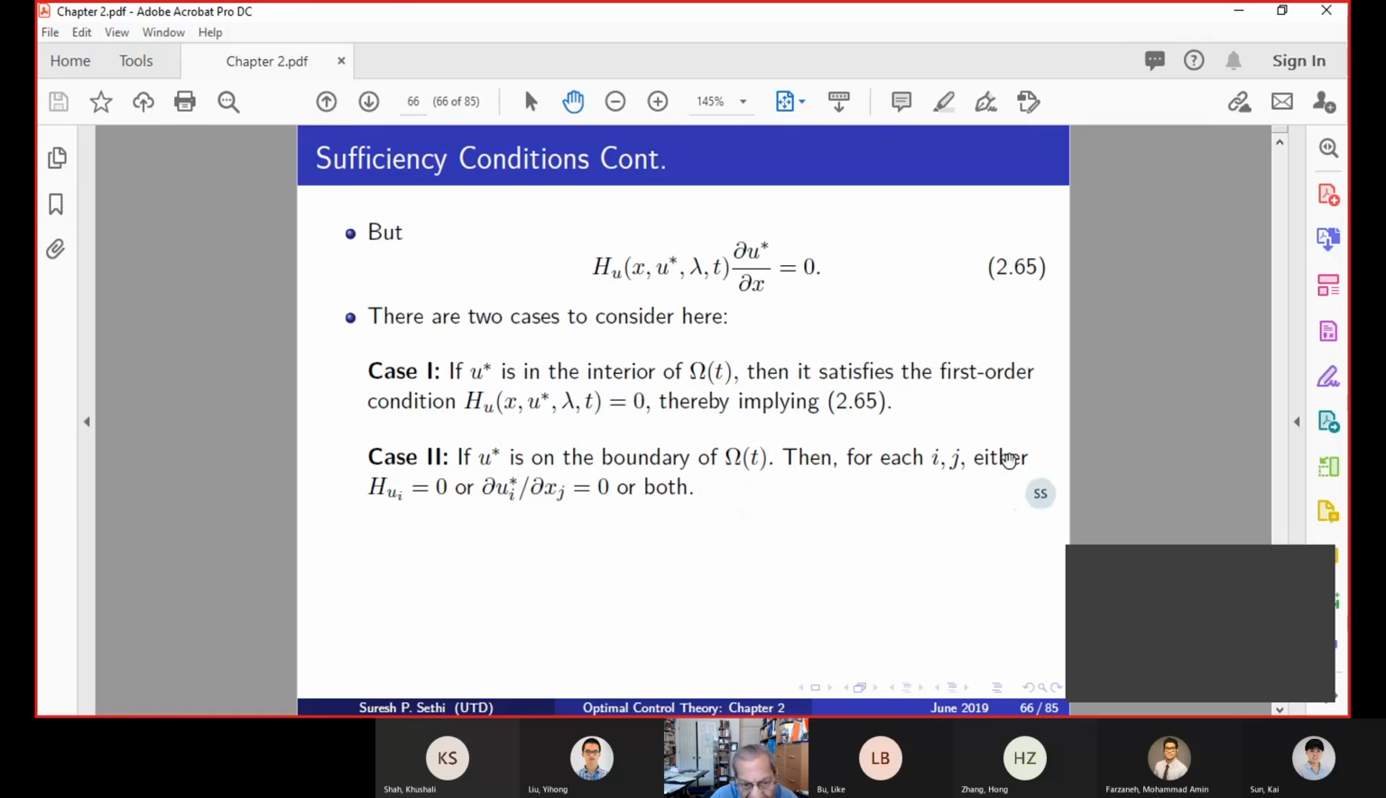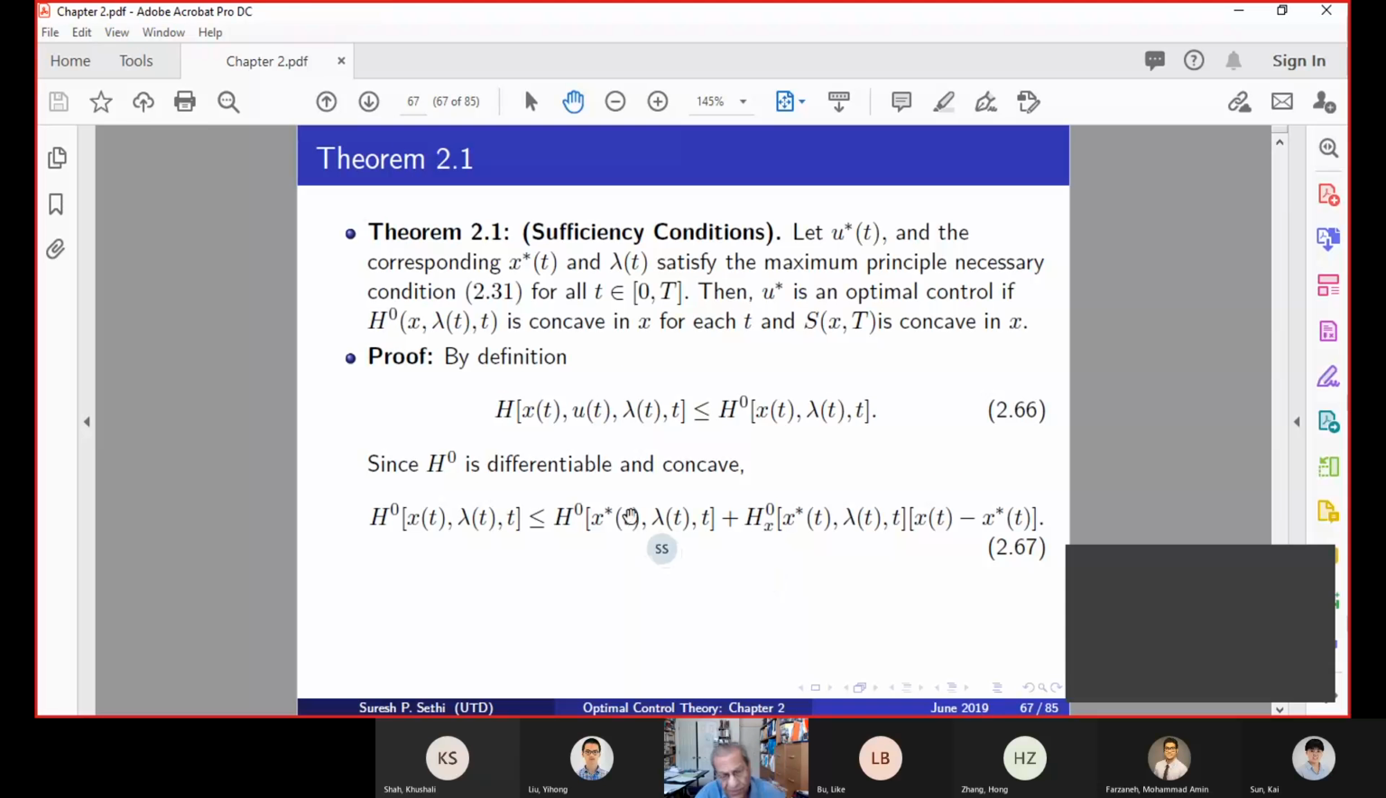On the boundary, for each ij, either this is 0 or this is 0 or both. So somehow this product is 0. We use these conditions to prove the sufficiency condition. That's another proof that we give, which is also very simple. Let u star t be the optimal control. Let x star t and lambda t be the trajectories that satisfy the maximum principle. And then u star is an optimal control if this is concave in x for each t, and the S(x,T) is concave in x.